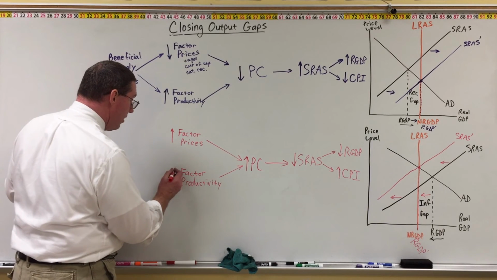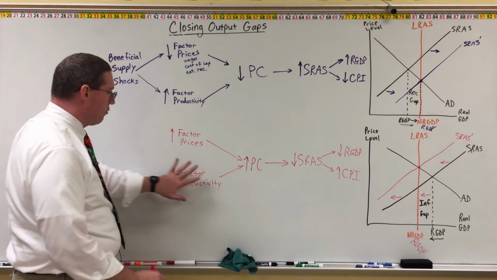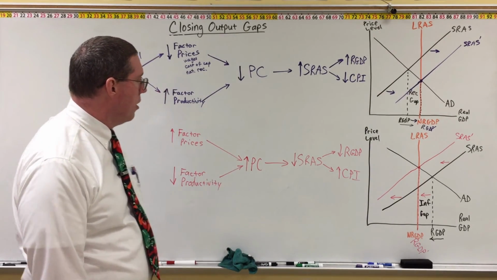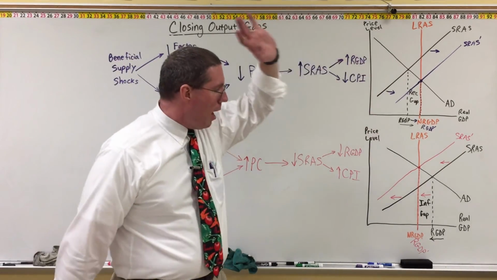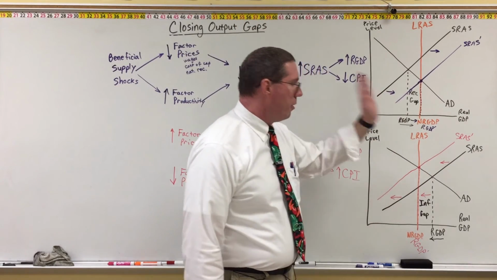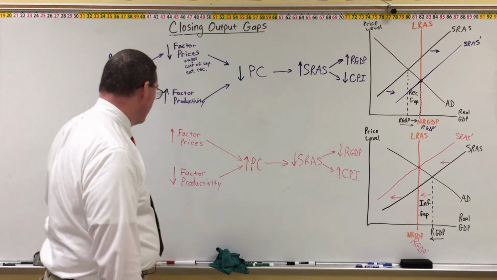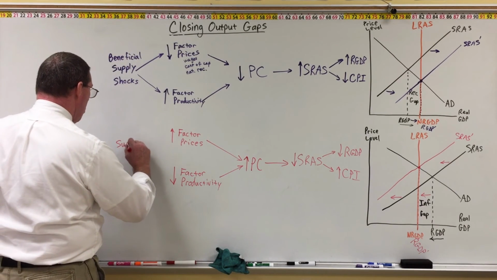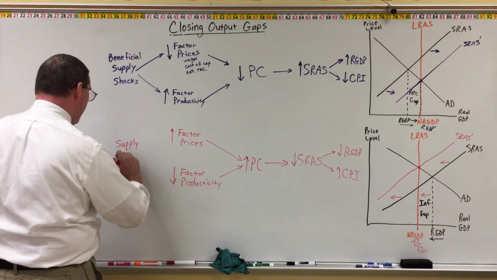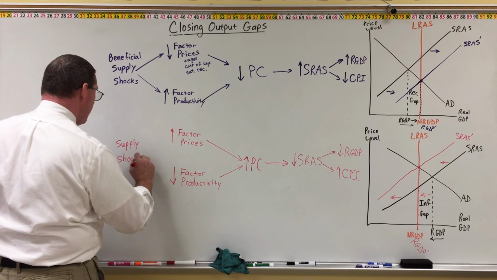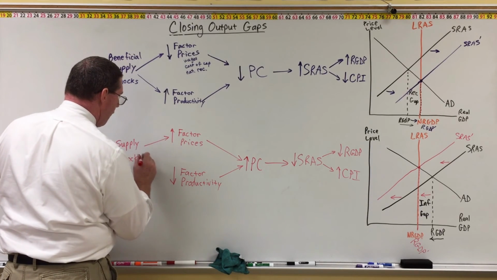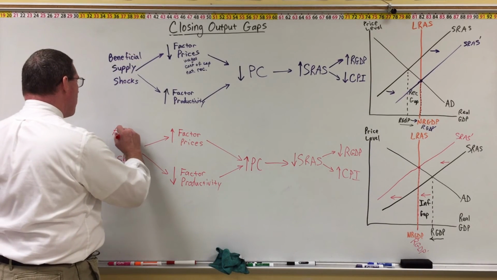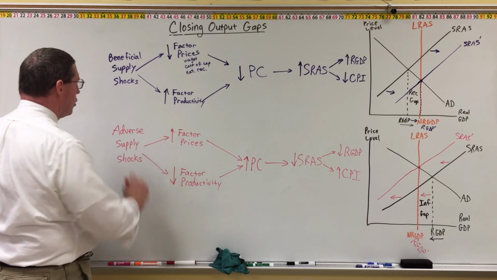Or if factor productivity decreases. If our factors of production become less productive, it will lead to an increase in production costs, a decrease in short-run aggregate supply, and so on, closing the inflationary gap and putting us back into long-run equilibrium. And then the thing we already set up, supply shocks will affect factor prices and factor productivity. The kinds of supply shocks that affect factor productivity and factor prices are adverse supply shocks.